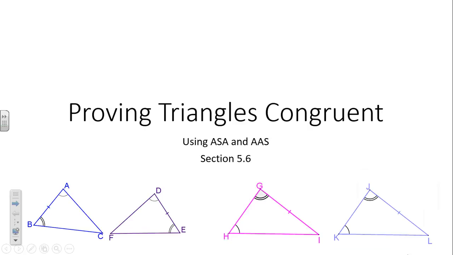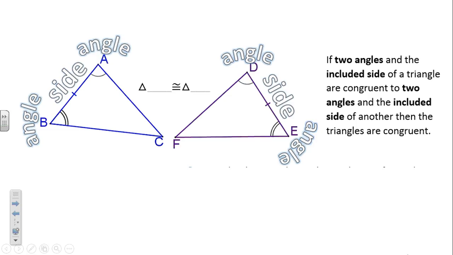Thus far we know how to prove triangles congruent using hypotenuse leg, side side side, and side angle side. So today we get to add two more tools to our tool belt and use something called angle side angle and angle angle side. Okay? So on your notes sheet, if you're coloring anything in at all, it's probably going to be these words.